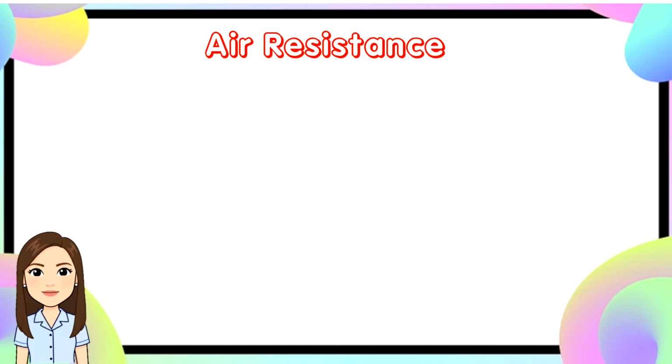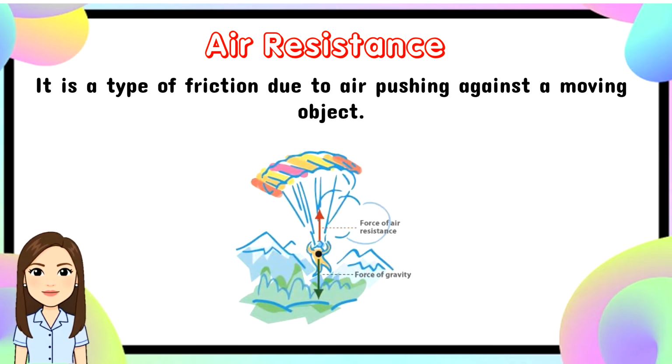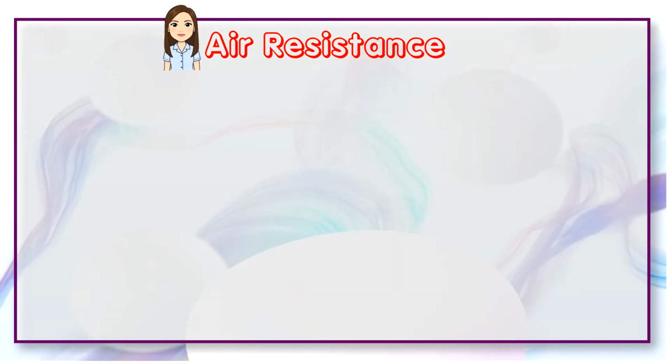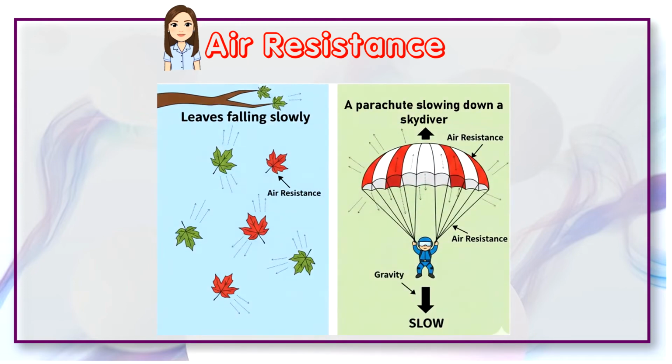Air resistance. It is a type of friction due to air pushing against a moving object. Examples of air resistance are leaves falling slowly and a parachute slowing down a skydiver.